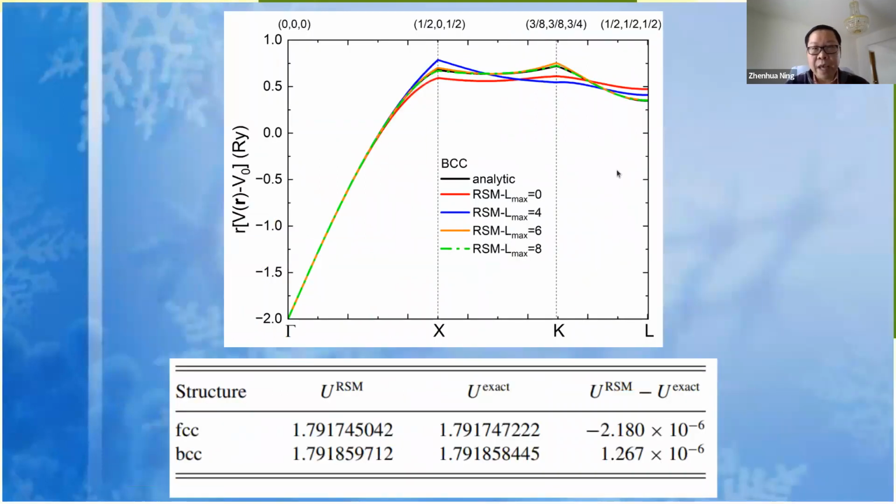I also calculated this with the BCC Jellium model, similar behavior to the FCC result. For the Coulomb energy, I can calculate the Coulomb energy with our removed sphere method, and compared to the exact one, it has a pretty small deviation.